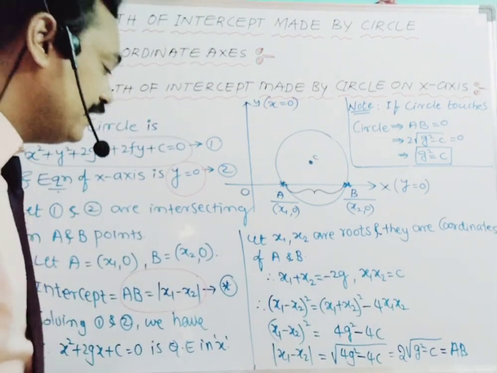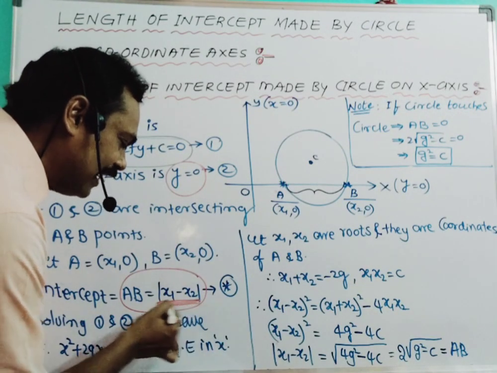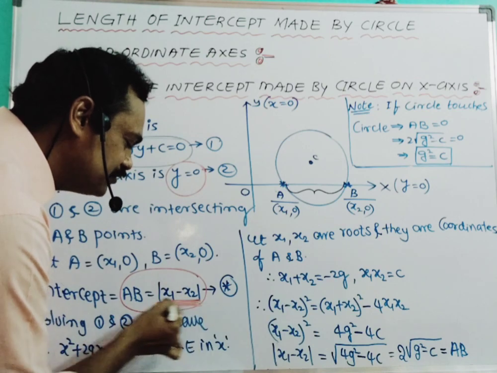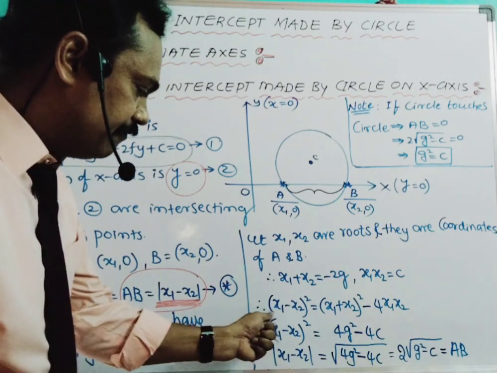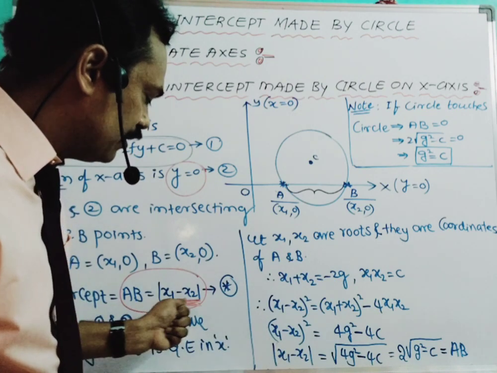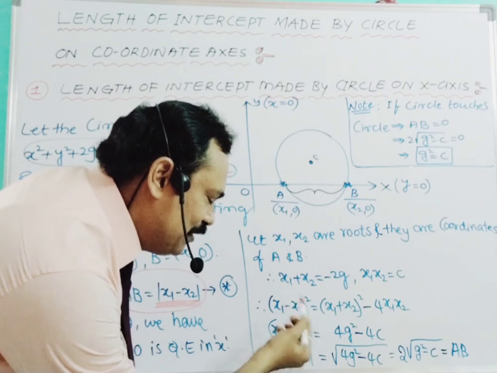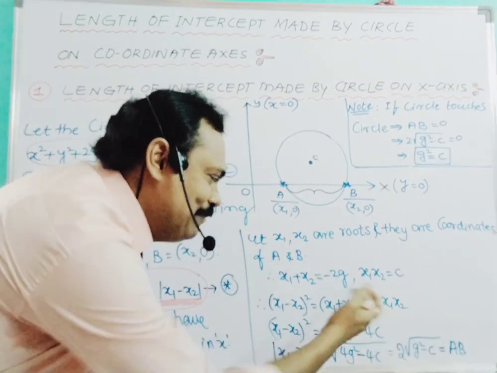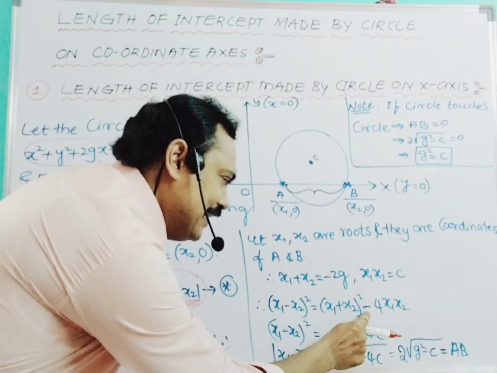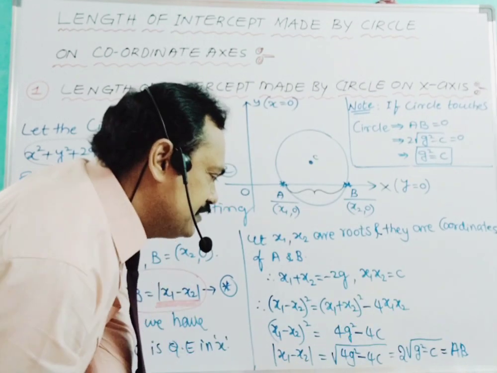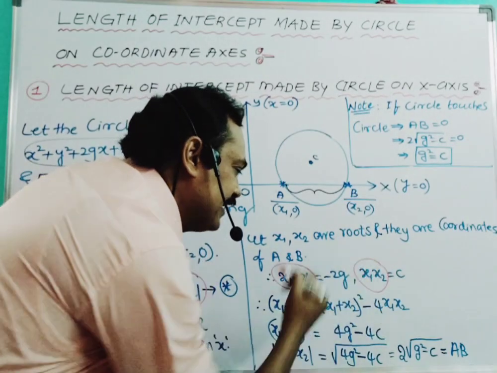Here what is our target to find? The x1 minus x2 value. You need to find the value of x1 minus x2. Now for finding x1 minus x2, first I consider x1 minus x2 whole square, which can be expressed as x1 plus x2 whole square minus 4x1 x2, because I know the x1 plus x2 value and the x1 x2 value.